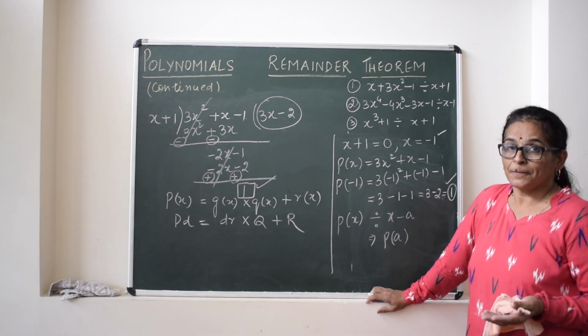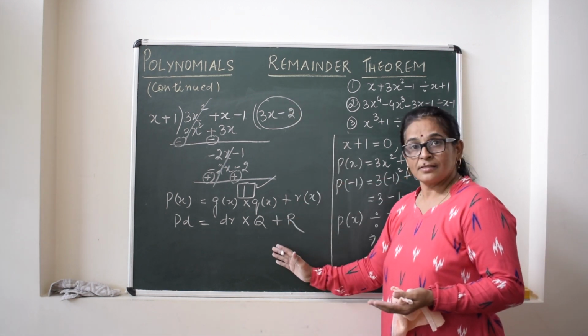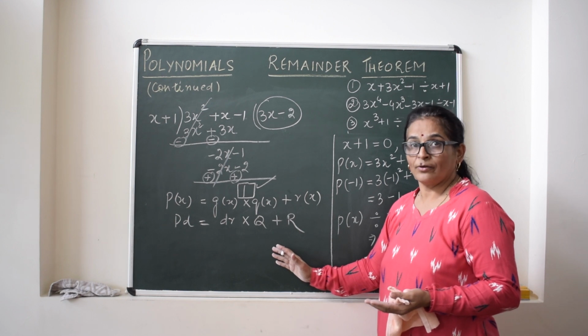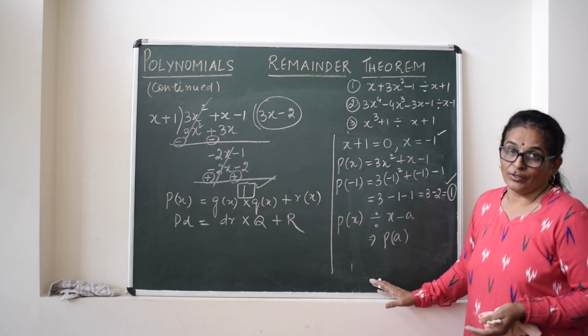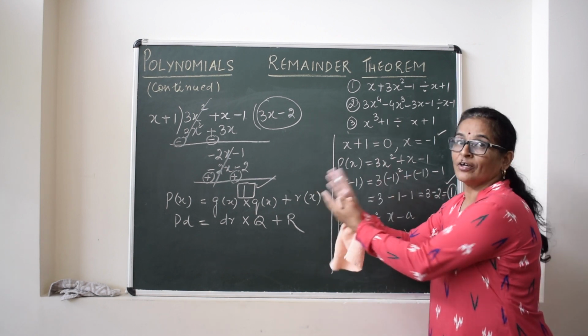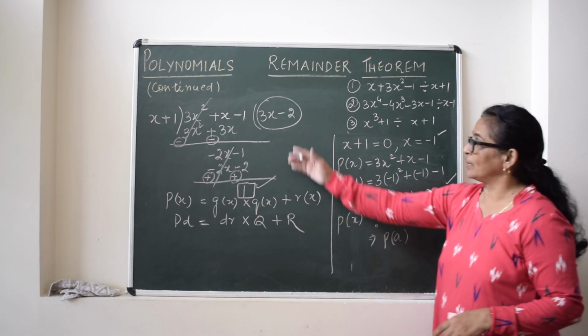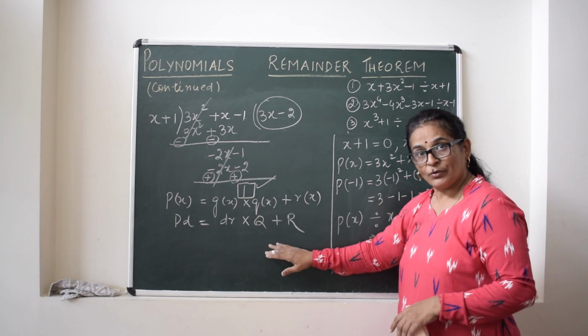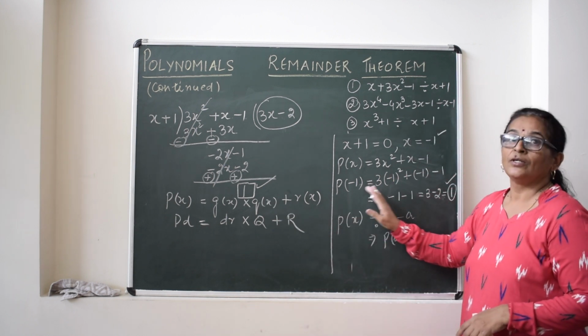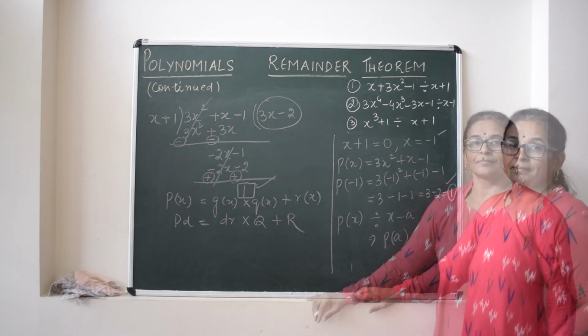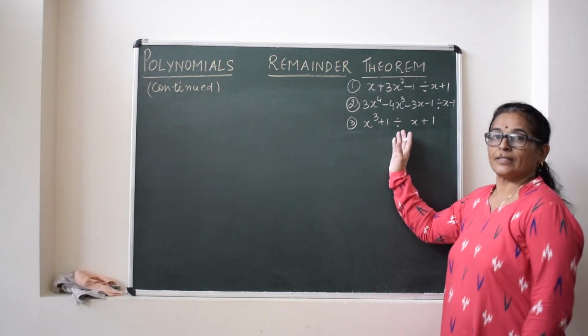So, sometimes the process is asked and they can ask, find out the remainder, or use the remainder theorem and find out the remainder and justify your answer. So, this is by long division. We have found the remainder, and here directly we have used the remainder theorem to get the remainder. Now let's see the second example.